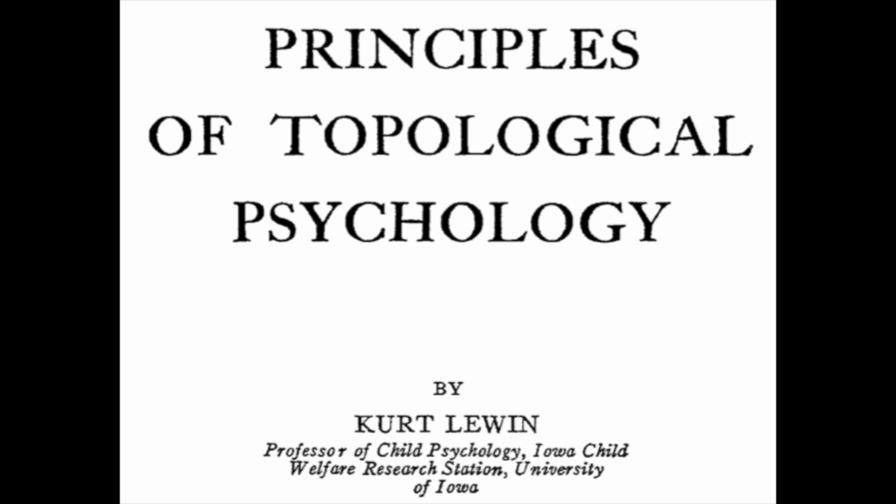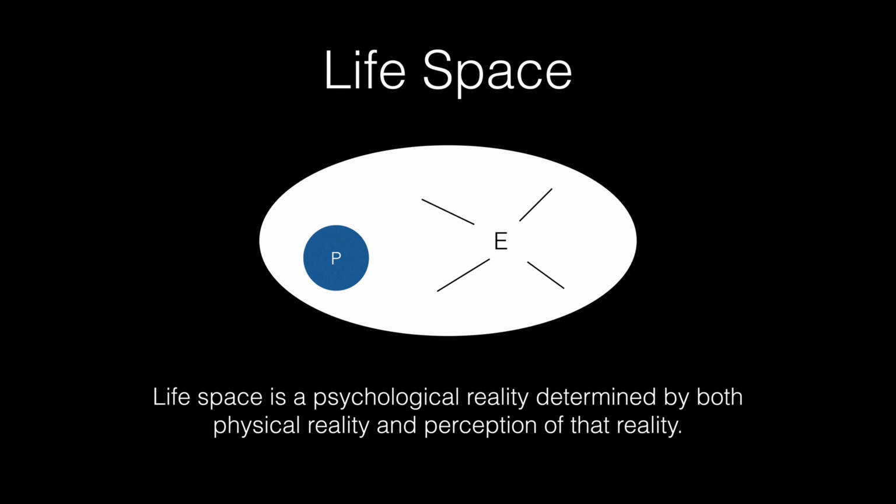So in his idea, a life space is a psychological reality that's determined by both physical reality and the perception of that reality. And so you can draw it like this big oval, and the P there represents the person, and then the rest of that is the environment. Okay, and so a person's life space, everybody's going to have a different life space because we all have different person variables and we all have different environments. And so to try to understand and make predictions about behavior requires that we really understand that person's life space.